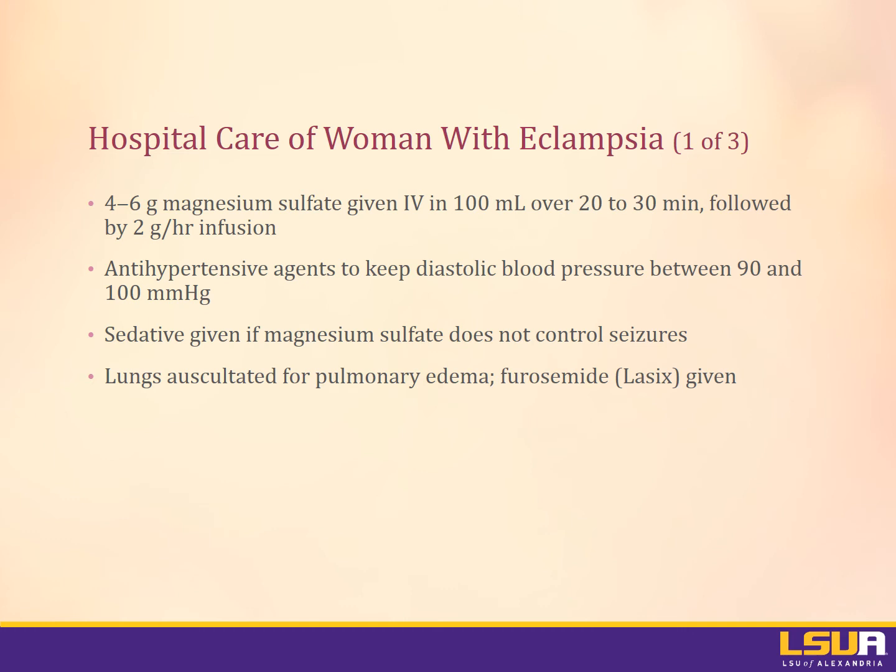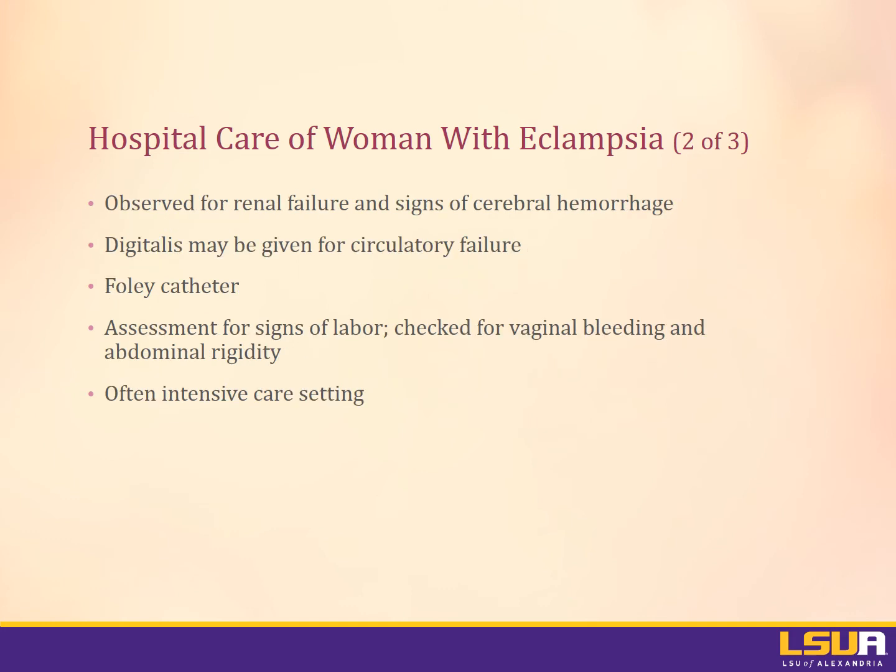We're listening for pulmonary edema, and if she has it, we may be giving her furosemide as a diuretic. We are watching her for renal failure and signs of cerebral hemorrhage. If she's having circulatory failure, she may be placed on digitalis. We'll put a Foley in because we're having to monitor her output, and we're going to assess her for signs of labor, watching for any vaginal bleeding, and a rigid abdomen.